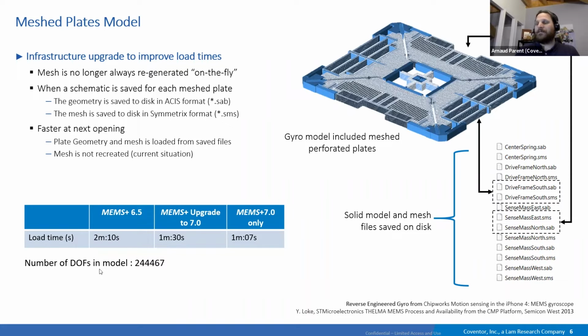So loading will be twice as fast, and the values we are showing here are with the example model we have here. It's a 3-axis ST gyro we got from some reverse engineering work. The loading time improvement can be much greater with a more complex mesh plate. Here it's not that complex actually.